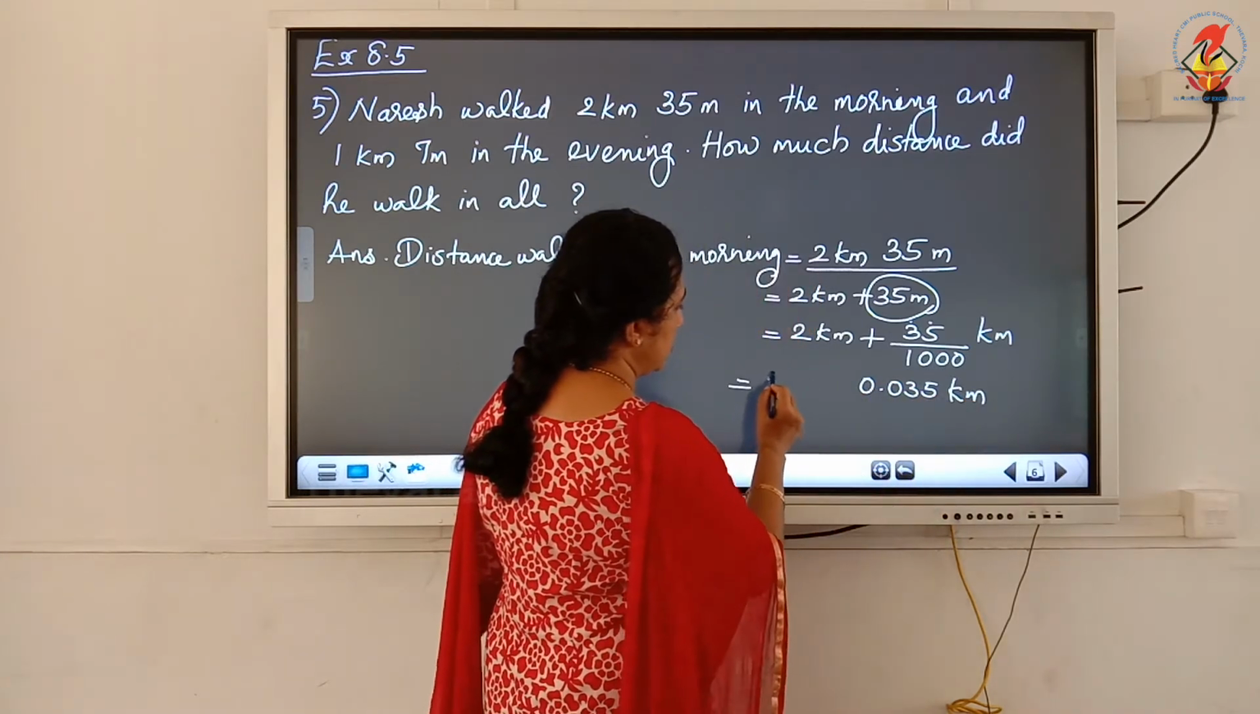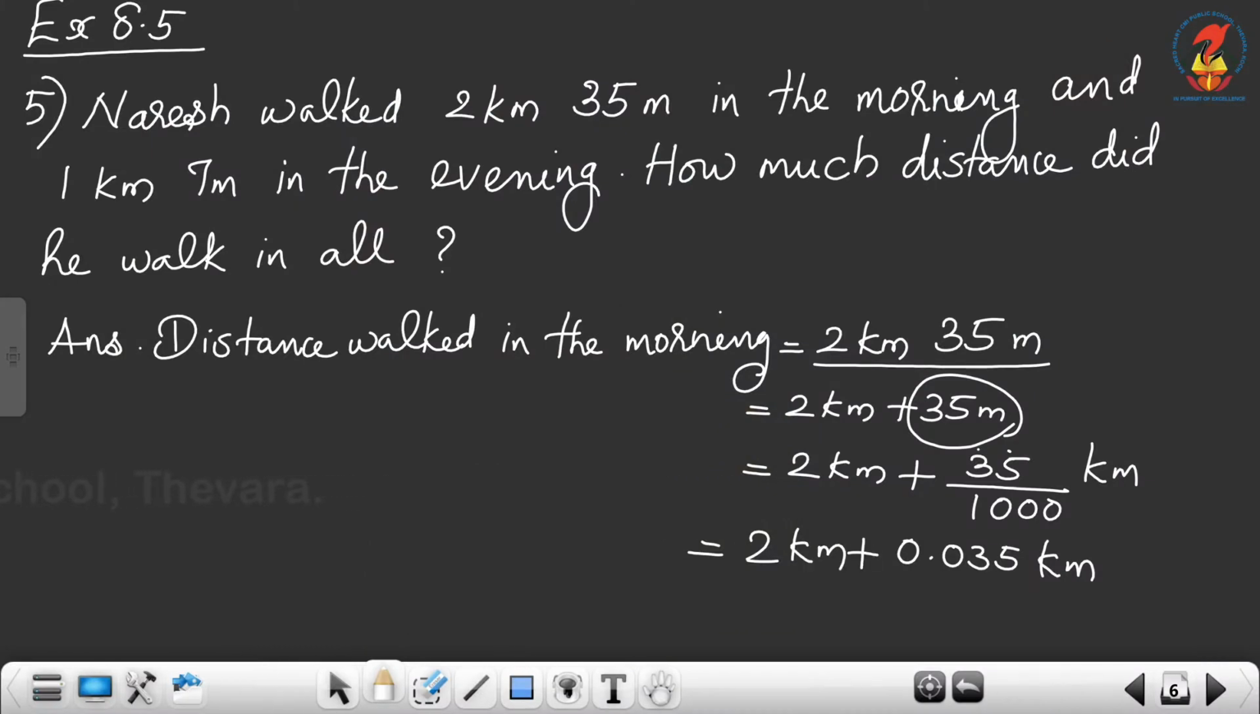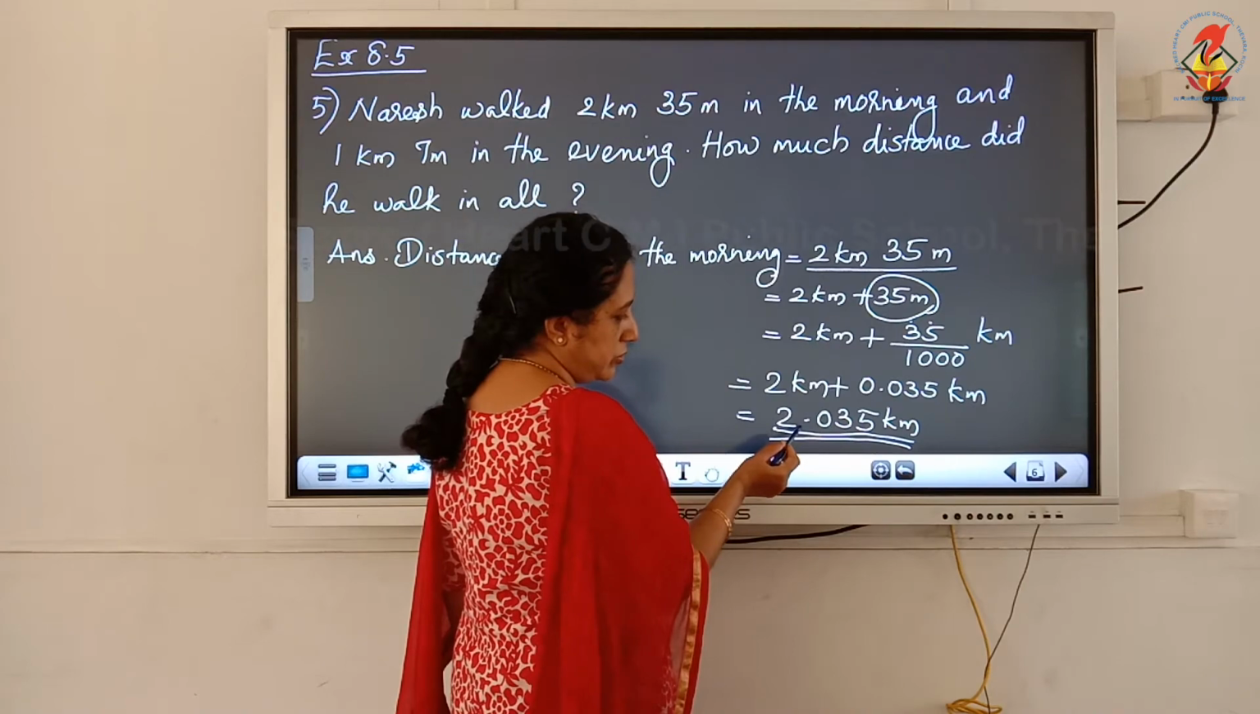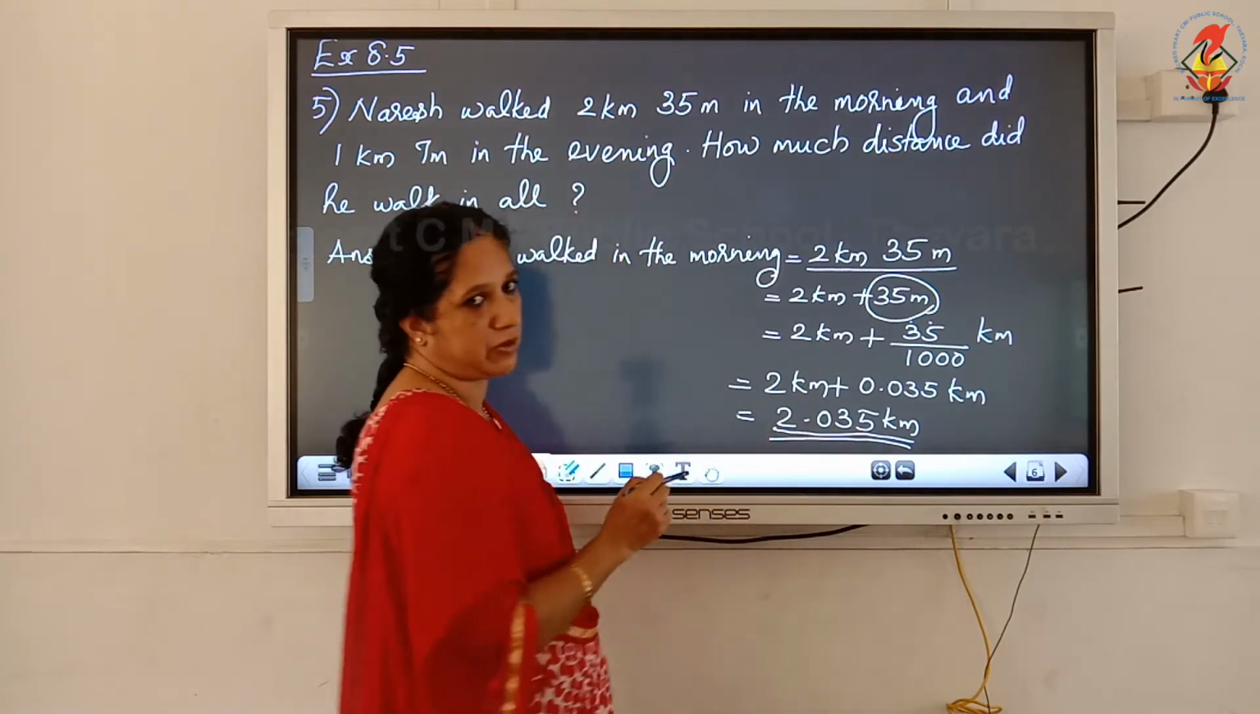So this is equal to 2 kilometer plus 0.035 kilometer, which is equal to 2.035 kilometer. If you can, you can write this answer straight away. Otherwise, convert the meter into kilometer and write it. So 2 km 35 meter is equal to 2.035 kilometer.